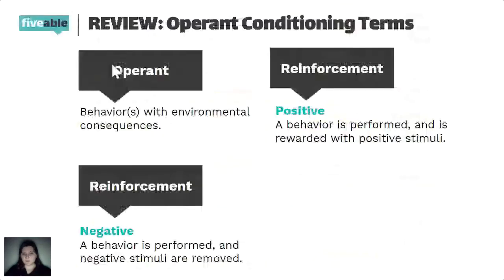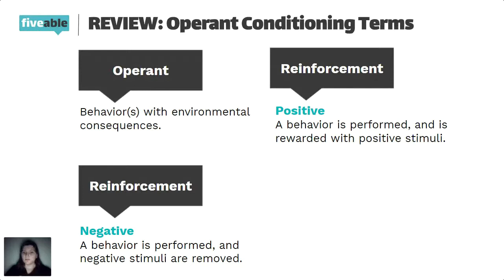And the other type of conditioning is operant conditioning. Some basic terms are operant, which is a behavior or behaviors with environmental consequences. And then there's reinforcement twice, but that's because there's two types of reinforcement. Positive reinforcement is when a behavior is performed and rewarded with positive stimuli. And then negative reinforcement is the opposite, or not the opposite, but a behavior is performed and negative stimuli are removed.